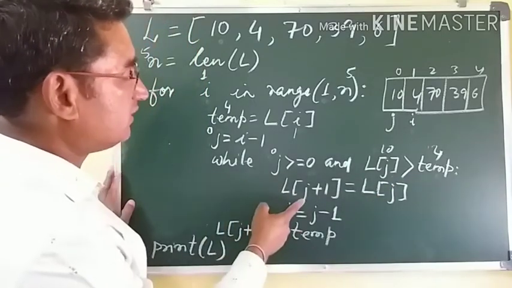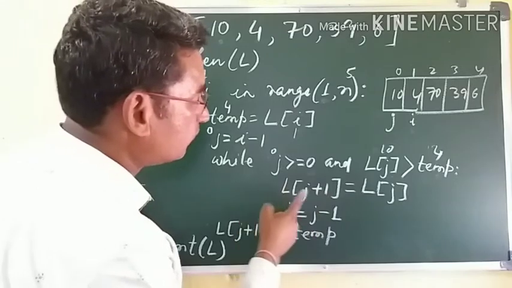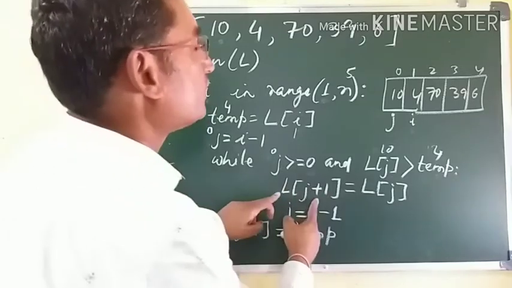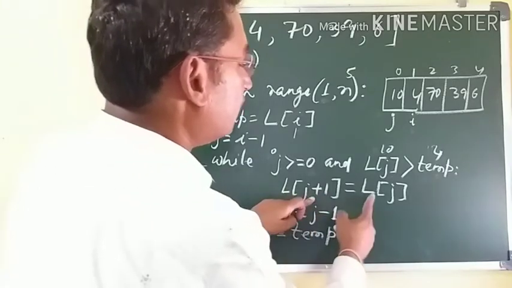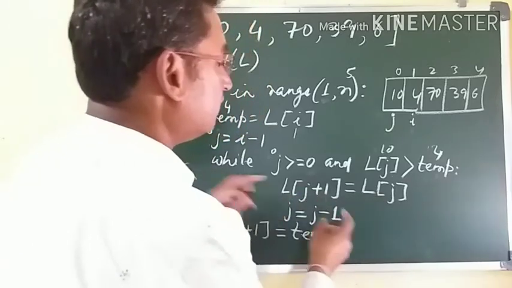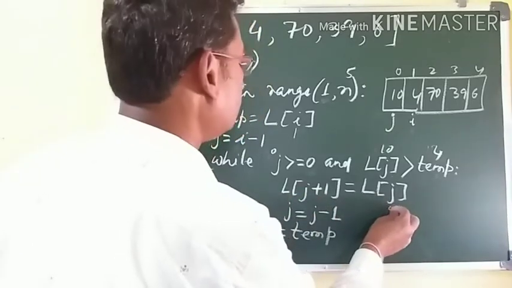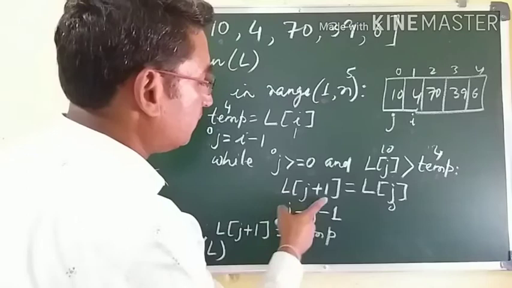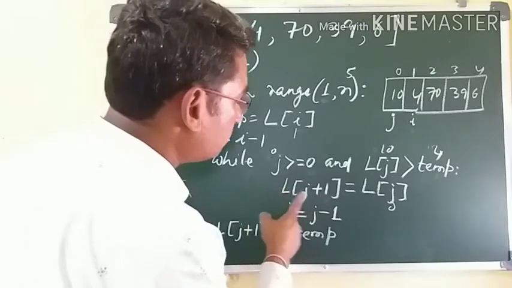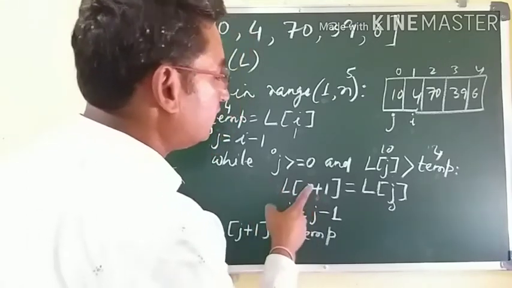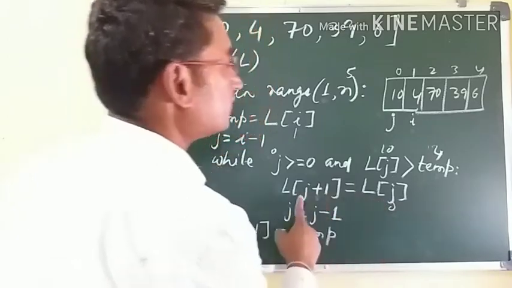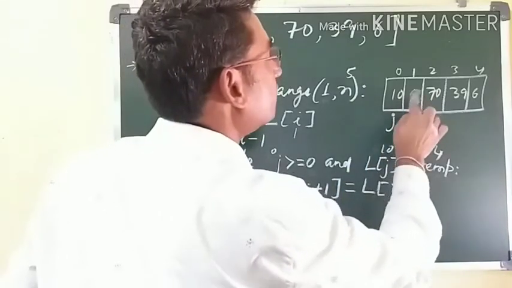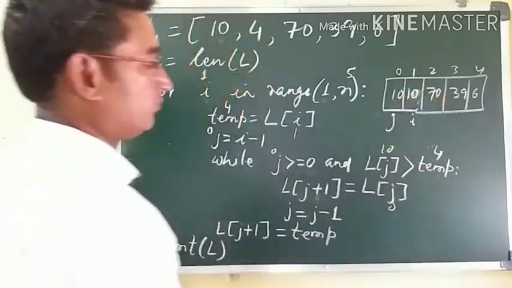J plus 1, J is 0, so 0 plus 1 is 1, which means the location L of 1. The value L of 0 will be assigned there. The value of J is 0 here. L of J plus 1 means 0 plus 1, which is L of 1. In this L of 1, L of 0 will be assigned. You can see here, 10 will be assigned at this location.